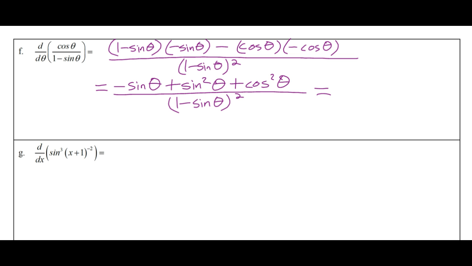Okay, so what do we got then? We've got 1 minus sine theta over 1 minus sine theta quantity squared, which is equal to 1 over 1 minus sine theta, right? You got one of these, and that takes out one of those, and that cancels and gives you a 1. That's so easy.